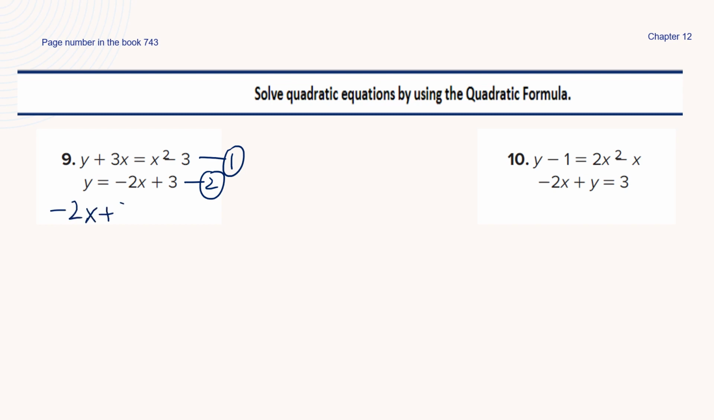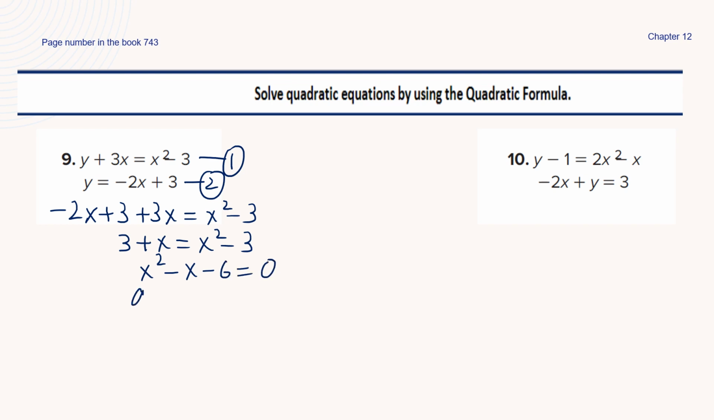So minus 2x plus 3 plus 3x is equal to x square minus 3. So if you just simplify, this becomes 3 plus x is equal to x square minus 3. Write it as a quadratic equation. It becomes x square minus x minus 6 equal to 0. So compare with ax square plus bx plus c. Again, get the value of a, b, c. a is 1, b is minus 1, c is minus 6.